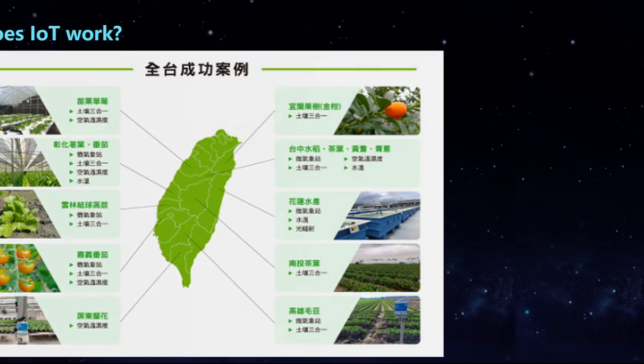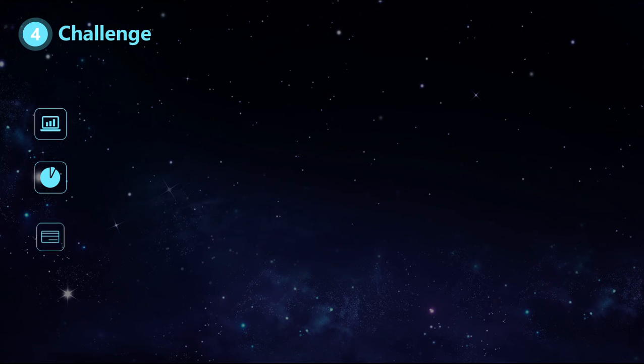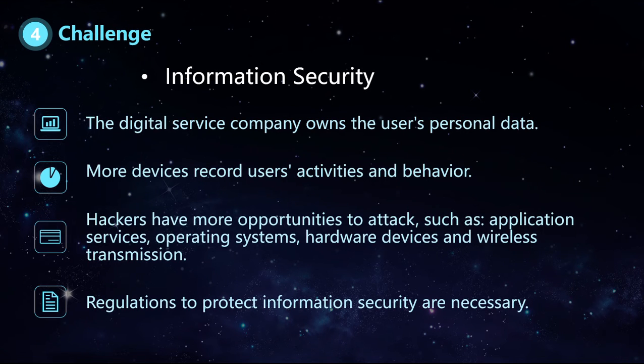Okay, now I want to introduce the challenges of IoT. The first one is information security issues. Today, digital service companies record all kinds of user behavior data. In the era of IoT, the communication of information is more convenient. Not only can people communicate with each other through the internet, but the relationship between people and devices is also possible to communicate via the internet.